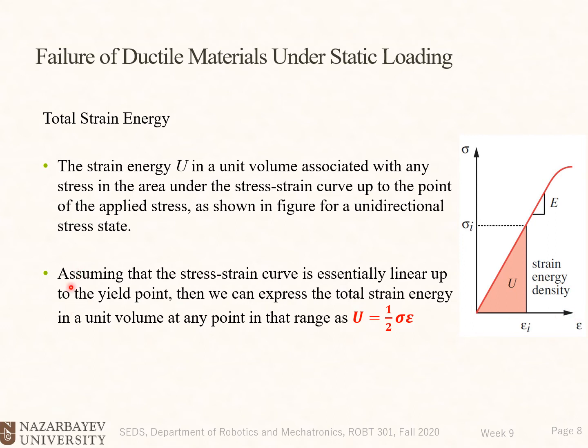Assuming that the stress-strain curve is essentially linear up to the yield point, then we can express the total strain energy in a unit volume at any point in the range as U equals epsilon sigma divided by 2, or sigma epsilon divided by 2. We are interested in the linear part for the ductile material because, as we said, above yielding is failure. We don't care above the yielding.